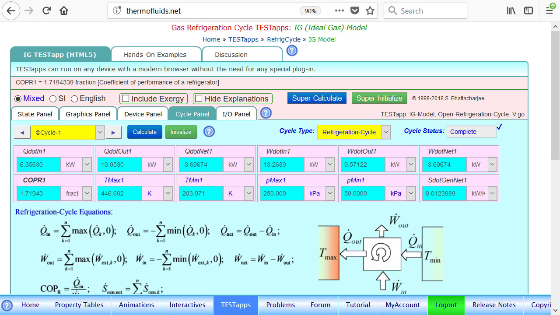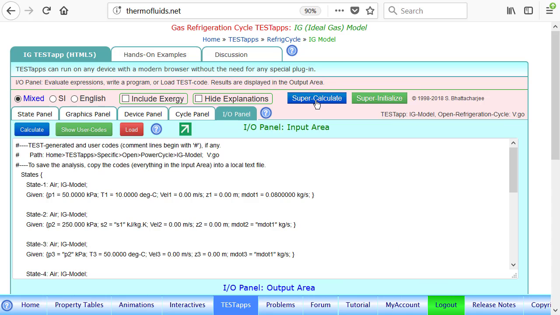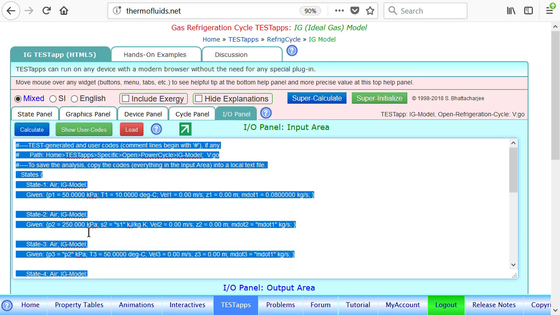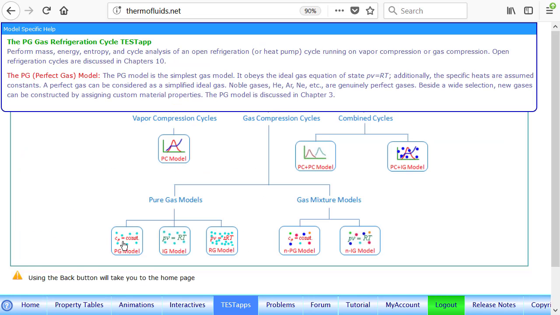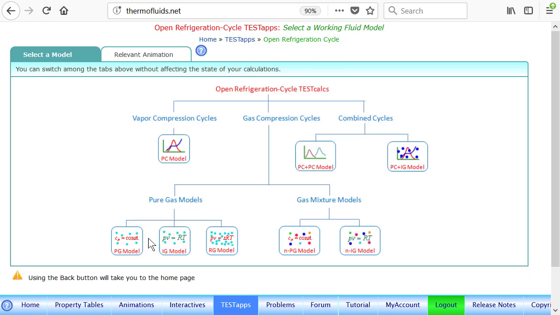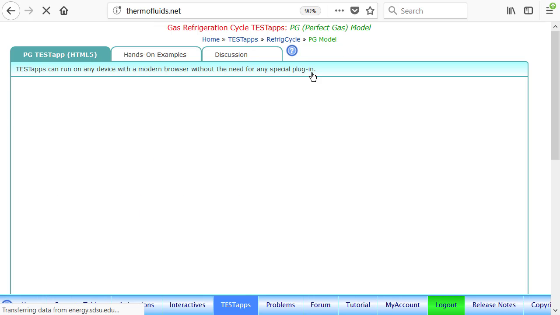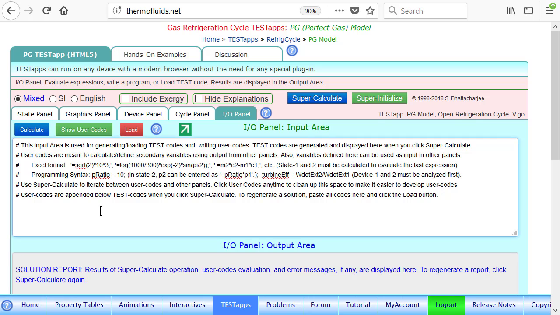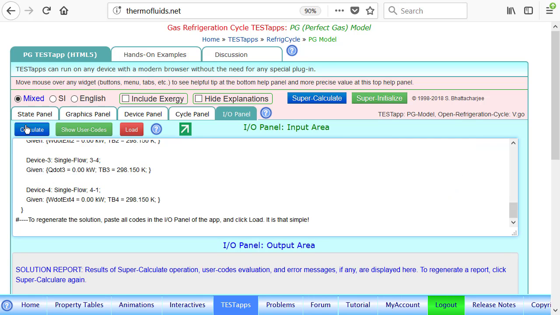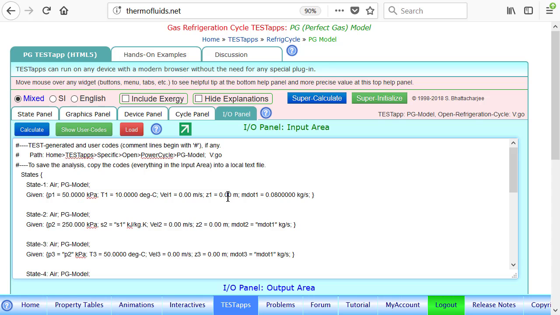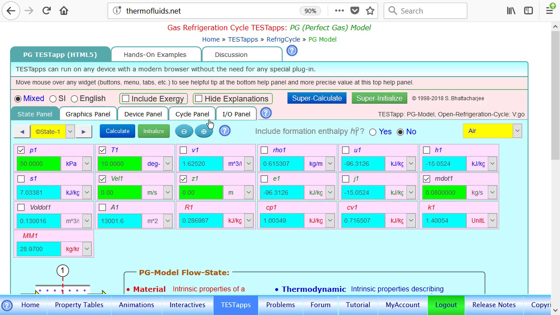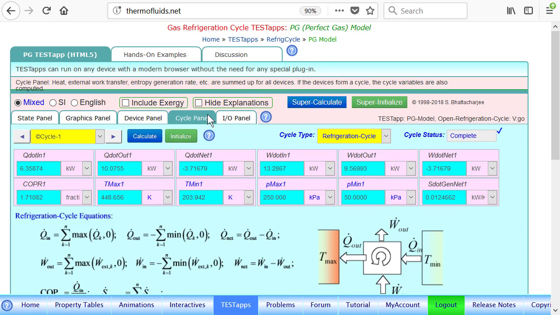Just as I said, suppose you wanted to use the PG model. Then you can do a super calculate, generate the test code, Control A, Control C, and go to the test step for open refrigeration cycle, PG model, and load this test code, the IG model. And when you load, everything is recomputed, but this time the PG model is used, as you can see, and we expect the answer not to be too much different.